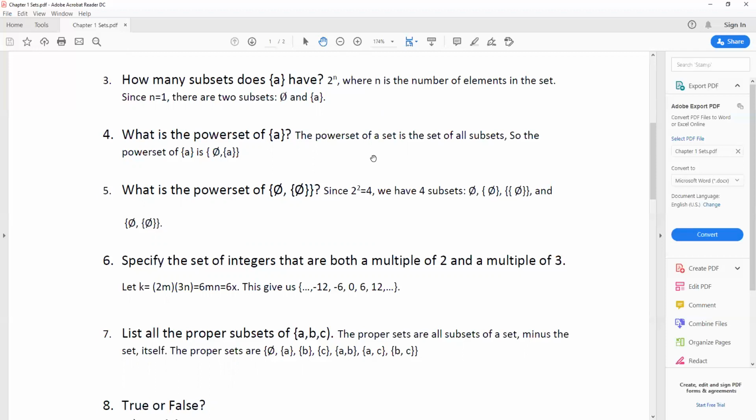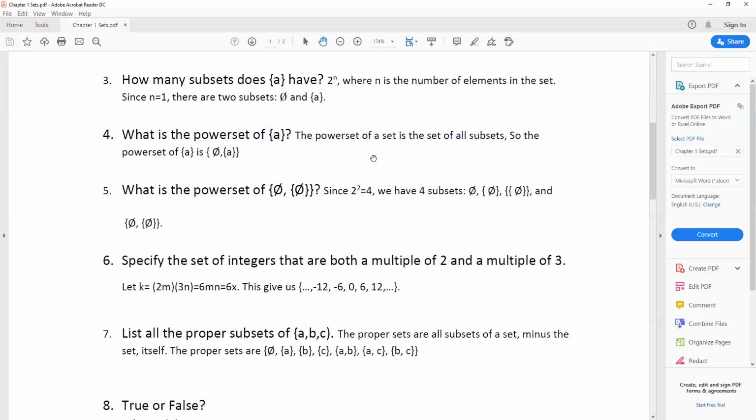Number 6, specify the set of integers that are both a multiple of 2 and a multiple of 3. Well, if a number is a multiple of both 2 and 3, then the number would have to be a multiple of 6. For example, let's let k equal 2m times 3n. Well, 2m is a multiple of 2, and 3n would be a multiple of 3.